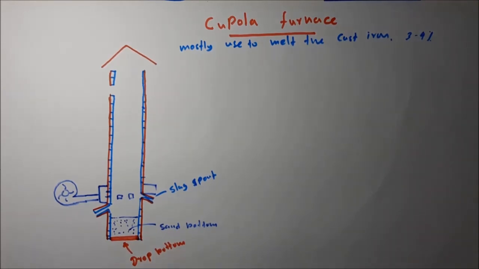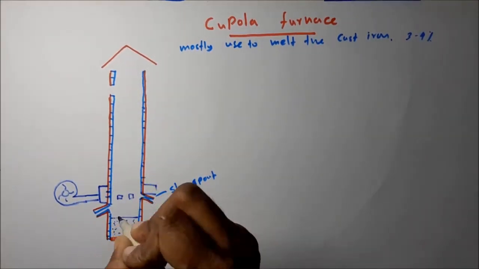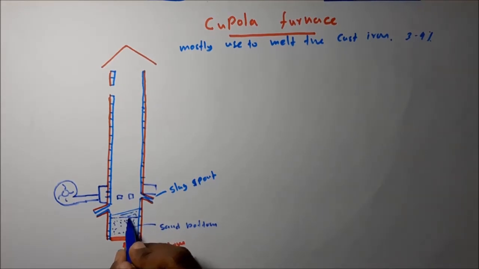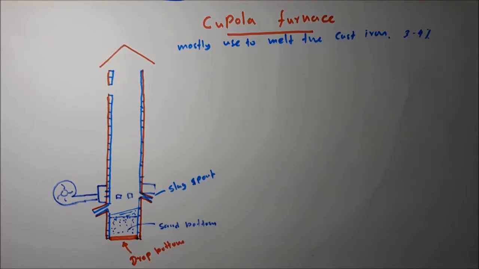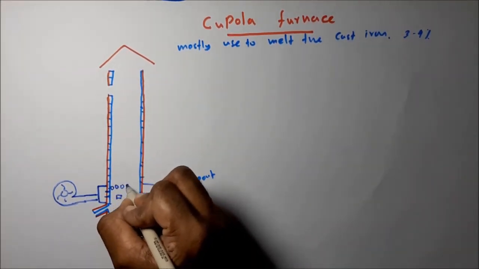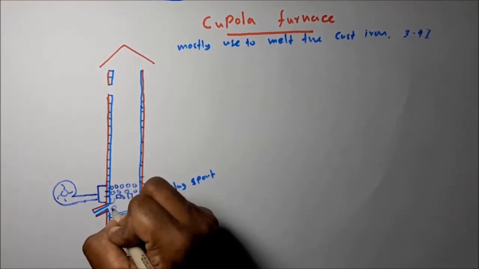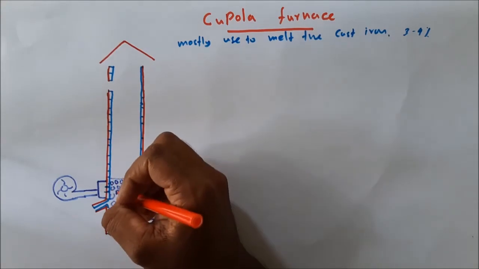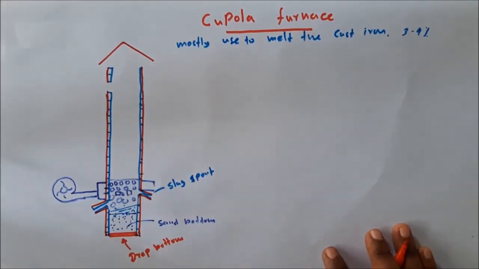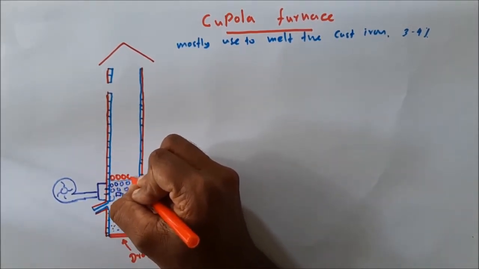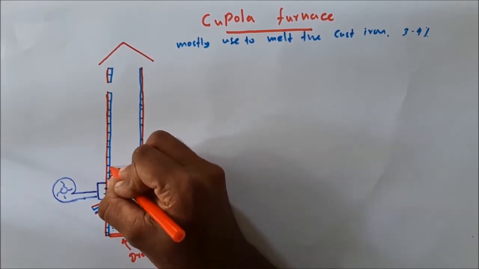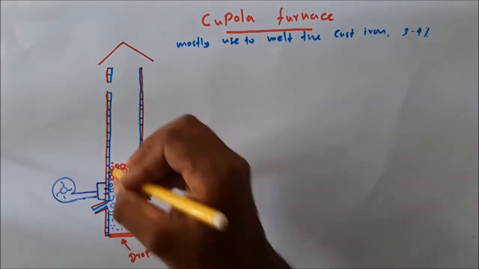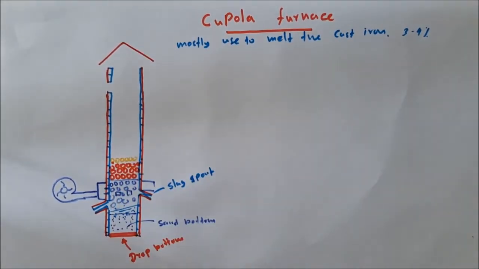Then this is filled with the sand bottom having this kind of inclination. Then this is filled with the coke. Then it is filled with the metal, the pig iron, metal scrap. Then the flux. The calcium carbonate is used as the flux.